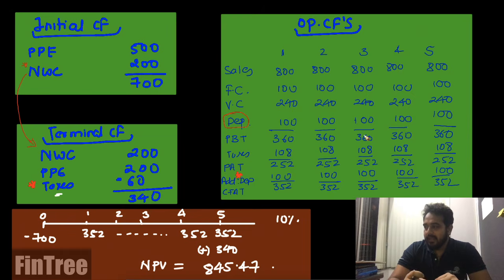Second, he's asked, why does NWC not have a tax effect? In this question, there was no question of tax effect because we invested 200 and we released 200, so that's out of question.